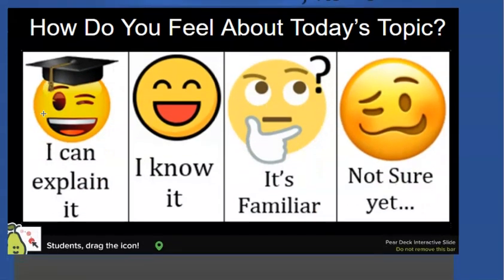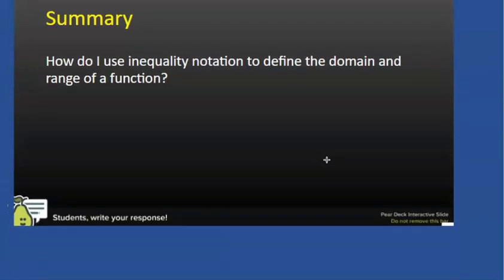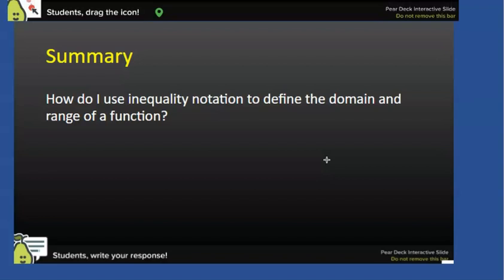How do you feel about today's topic? Drag the icon on how you feel about today's topic. Can you explain it to others? You're not sure how to do this yet, somewhere in between? Drag that icon. And now the last slide, go ahead and write your summary.